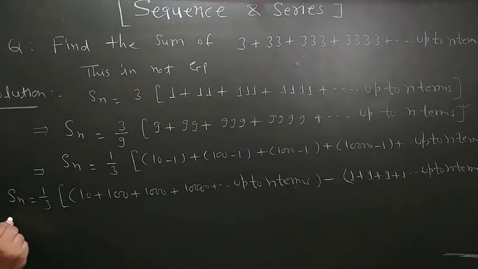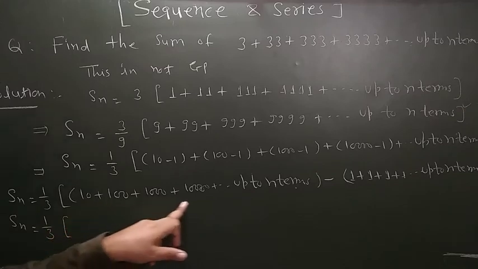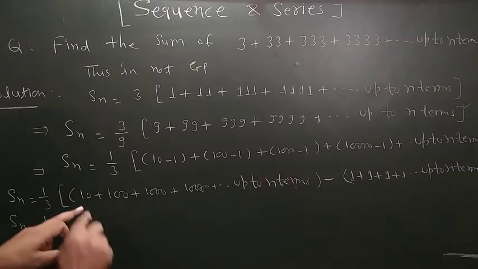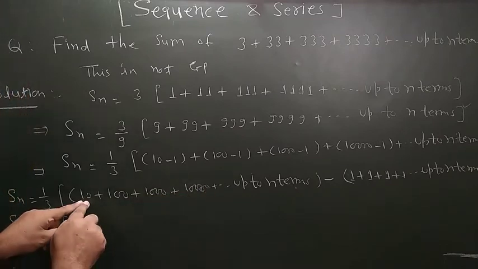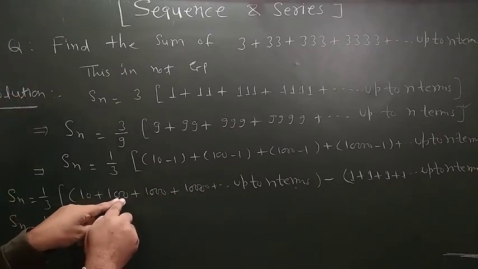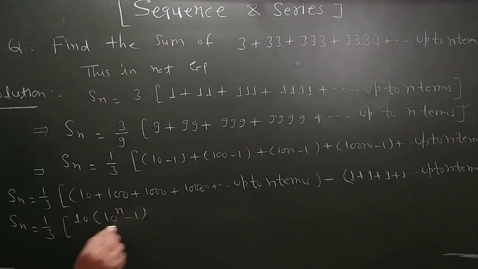Next, Sn equal to 1 upon 3. Here, now this is in GP: 10, 100, 1000, 10,000. Clearly, the first term is 10 and the common ratio, 100 upon 10, is 10. So we apply the formula for the sum of n terms: 10 times 10 to the power n minus 1 upon 10 minus 1.